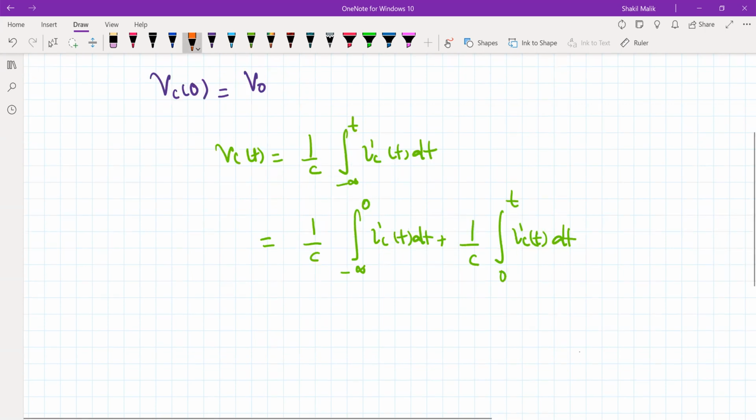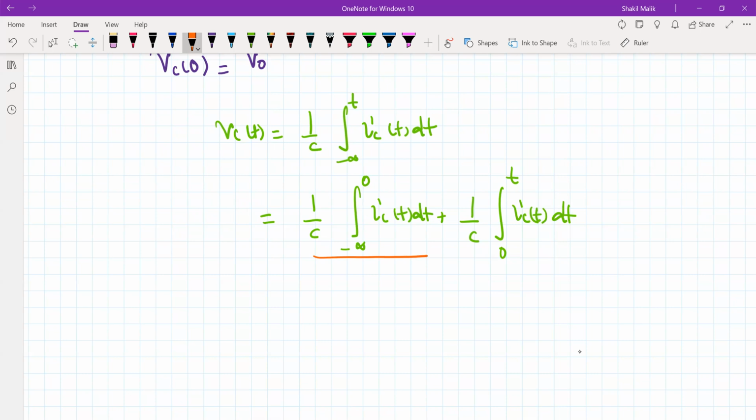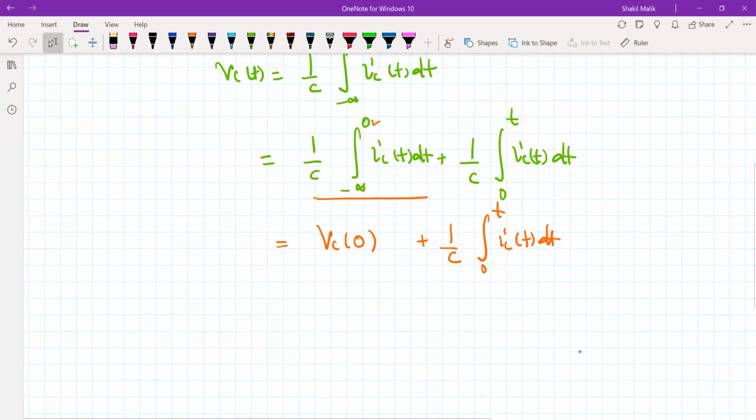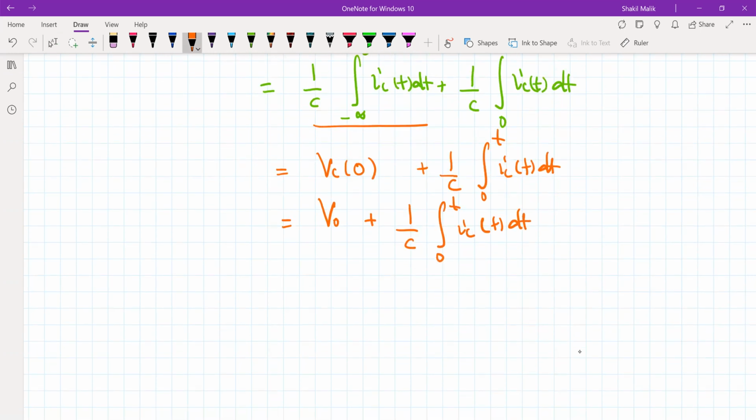Now, if you have a look at the first integral, this is simply the voltage stored in the capacitor at time t equal to 0. So this is simply Vc of 0 plus 1 by c integral 0 to t Ic of t dt. But Vc of 0 is given to us because this is equal to V0. And we can write it as V0 plus 1 by c integral 0 to t Ic of t dt. So this is the voltage across the capacitor as the time progresses. Vc of t at an instant is given by this.